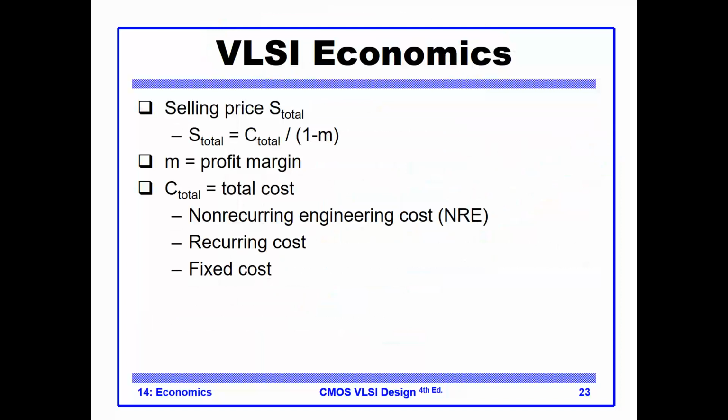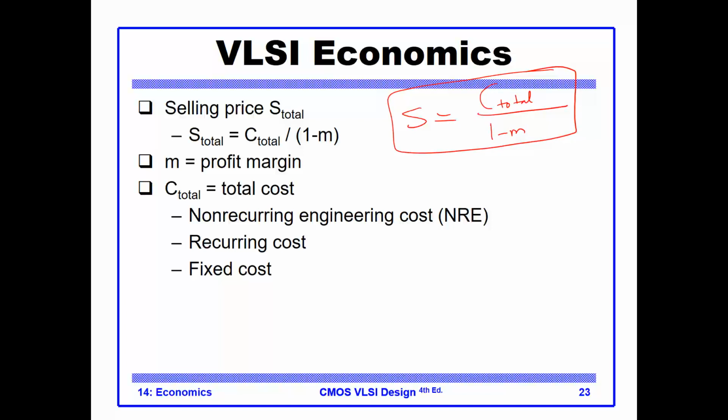Okay, VLSI economics, we can't ignore them as long as we are talking strategies and methodologies. Economics says that if you have a selling price, how do I set it? Well, you calculate your total cost. This is C total. And you divide by 1 minus margin, where the margin is the profit margin. This becomes your selling price. This is how you compute your selling price.